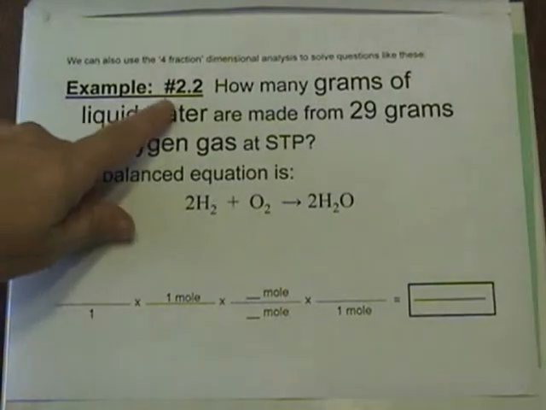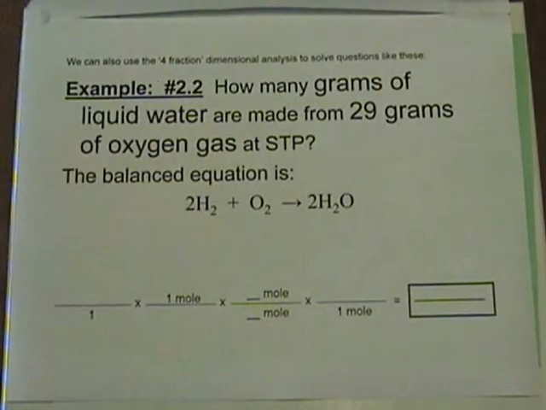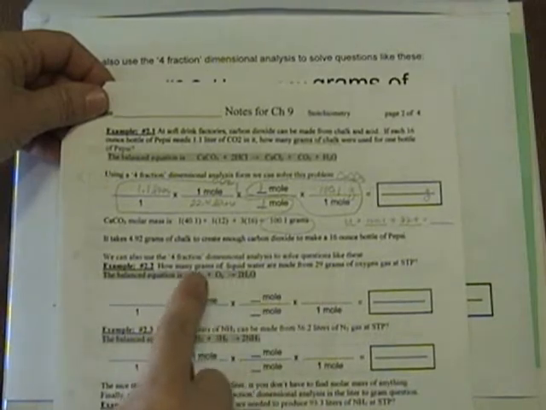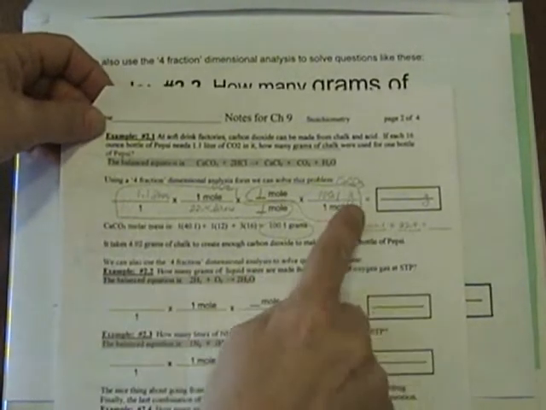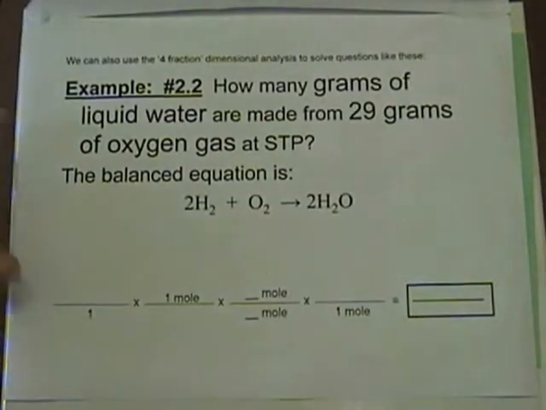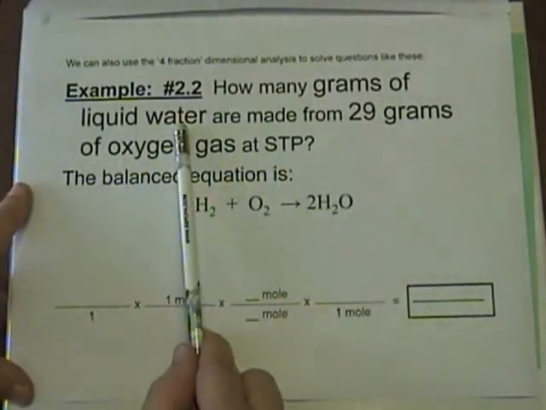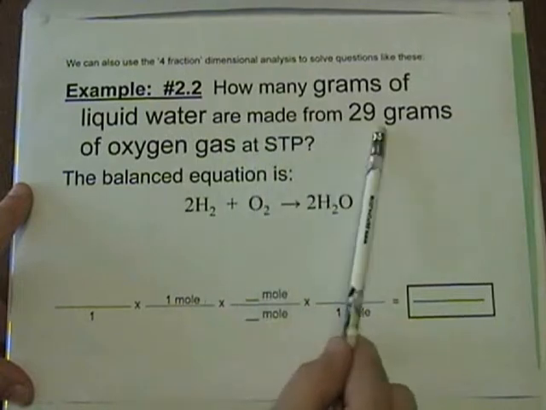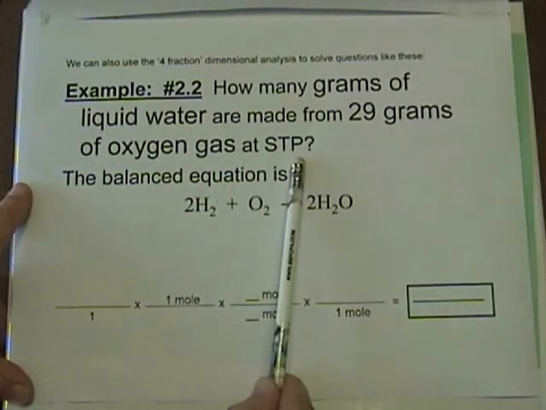Okay, now we're on question number 2.2, which in your packet is still on page 2, and it's just right there. And it's going to follow the same four fraction kind of thing, and the only difference here is we're going to be talking about grams from grams instead of what we referred to as grams in the previous question. Okay, so it says how many grams of liquid water are made from 29 grams of oxygen gas at STP.